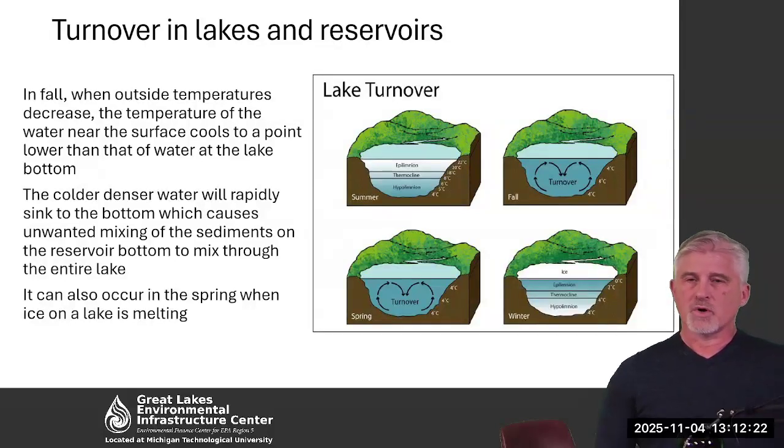We end up with cooler water on top, which wants to sink down to the bottom, and then the warmer water on the bottom will go to the top. What this does is it upsets the balance. It causes stirring of the sediments on the bottom of the lake, and they end up coming up to the top, and those can be brought into our treatment plant and cause some issues, elevated turbidity, things like that.